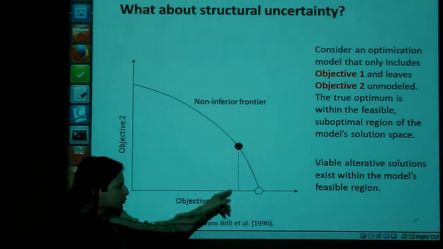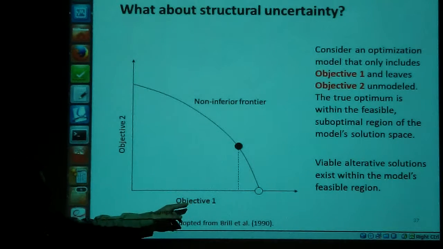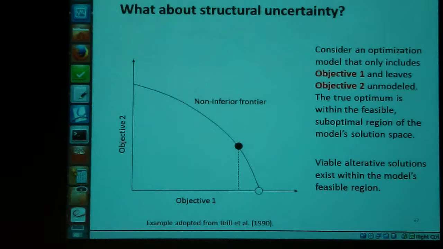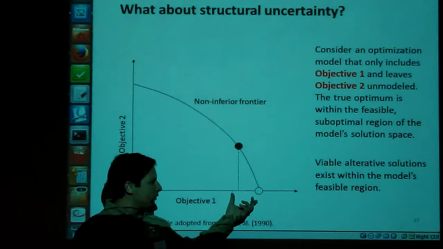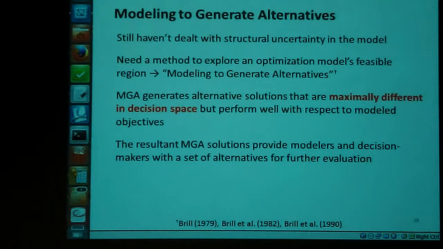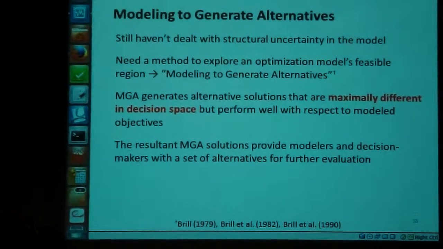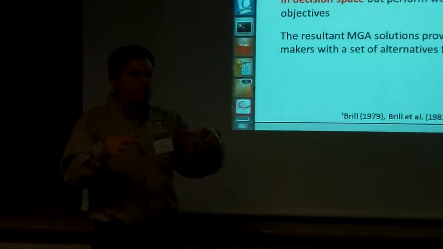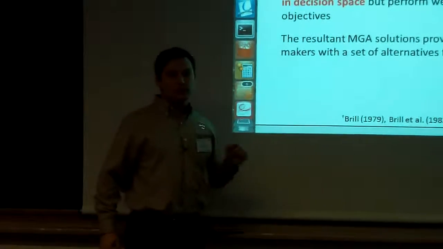Well, if I project this solution into the solution space of the single objective model, you notice that it looks suboptimal. So what this means is that there's value in exploring the feasible near optimal decision space to see if there are alternatives that make sense. So we've been applying a technique called modeling to generate alternatives that allows us to do this. And basically what it does is it uses the initial solution as an anchor point, and then it explores the feasible region near that optimal solution and generates a set of maximally different alternatives.